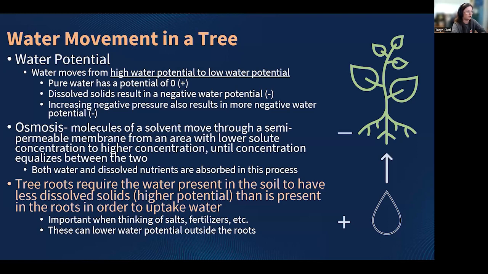Fertilizing during a drought can really increase the concentrations of dissolved solids in the soil water and make it difficult for the tree to absorb that water. It's better to fertilize in the spring when there is more moisture in the soil, so you aren't making it more difficult for the tree to pull water from the soil.